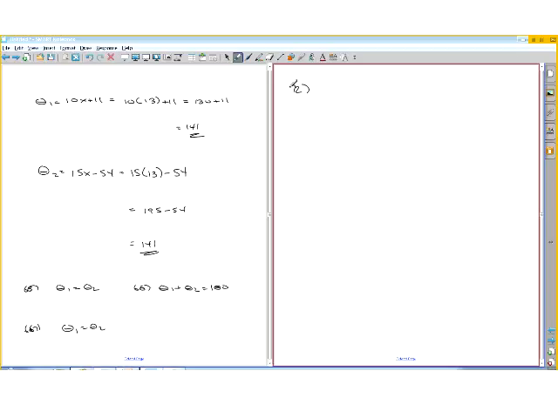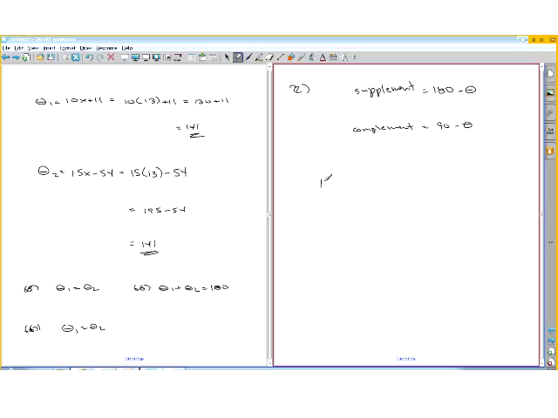Okay, problem number 72. Solve each problem. The supplement of an angle added to the complement of an angle gives 210 degrees. What is the measure of the angle? So what is a supplement? A supplement is equal to 180 minus theta. The complement is equal to 90 minus theta.